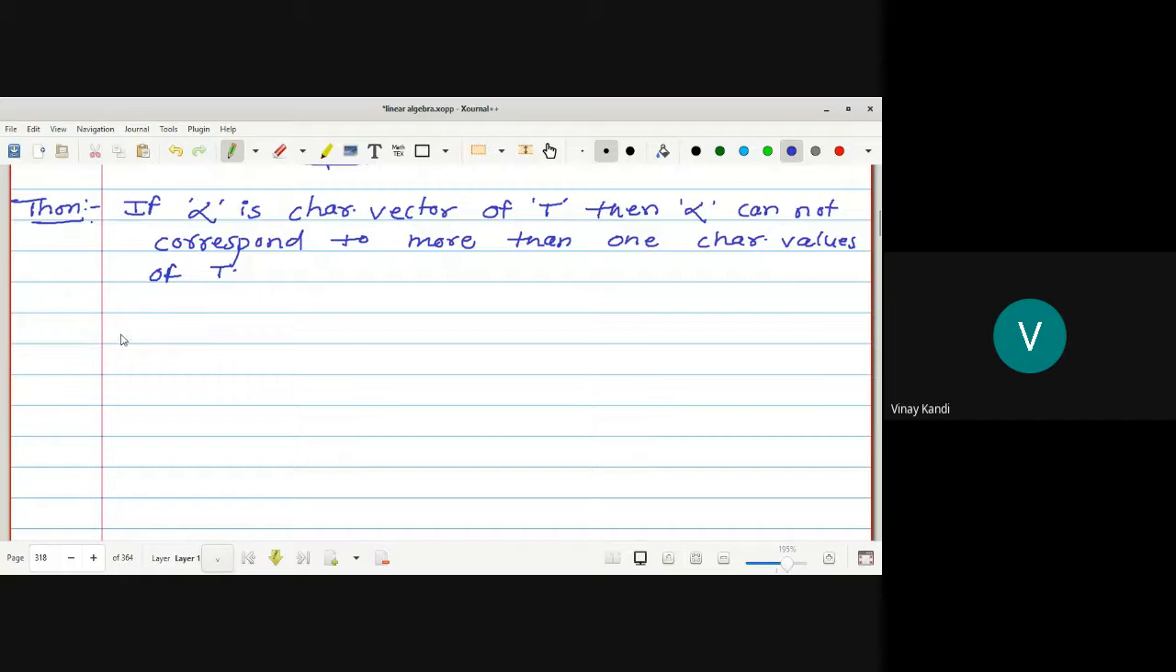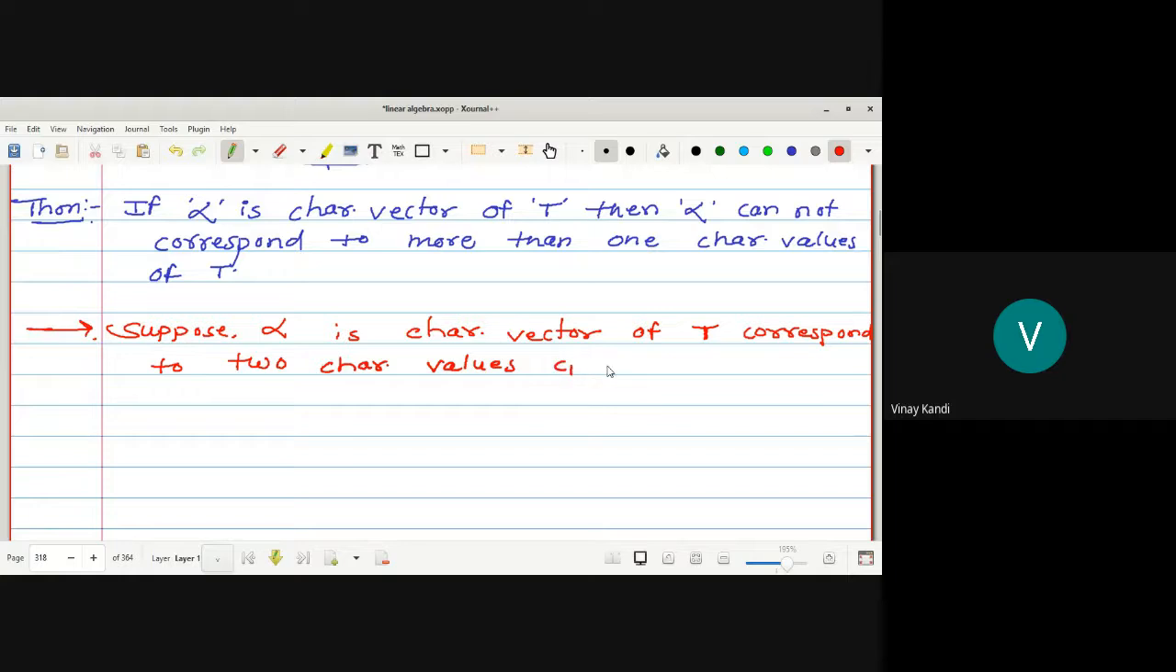Now look at it. Suppose alpha is a characteristic vector of T corresponding to two characteristic values, which are C1 and C2. Suppose alpha is the characteristic vector of T corresponding to the characteristic values C1 and C2. Then by definition, we have T of alpha is equal to C1 alpha, and T of alpha is equal to C2 alpha. Is it correct? Yes, sir. So this implies C1 alpha is equal to C2 alpha.